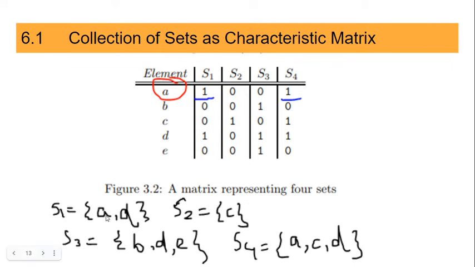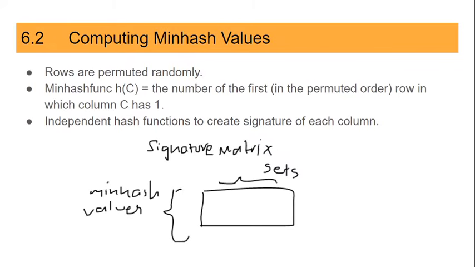Let's say S1 has A and D elements. So you'll see that there's a 1 in front of A and there's a 1 in front of D. And S2 has a C element, so you can see there's a 1 in front of C and the rest are all zeros. The same thing applies for S3 and S4: B, C, and E, while A, C, and D have 1, the rest are all zeros. So you can see this is a pretty sparse matrix. This is not how it's actually stored. This is just for the sake of understanding.